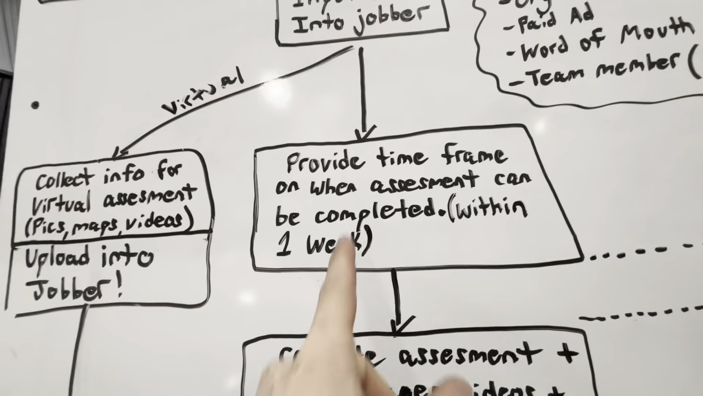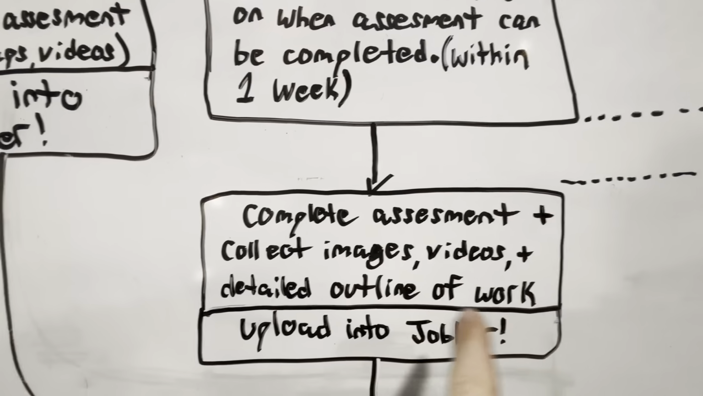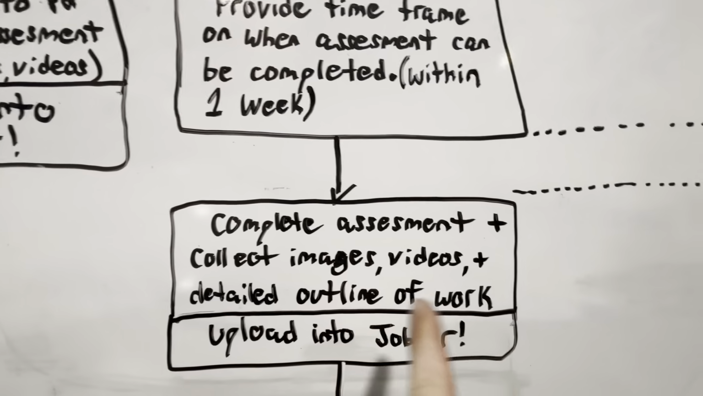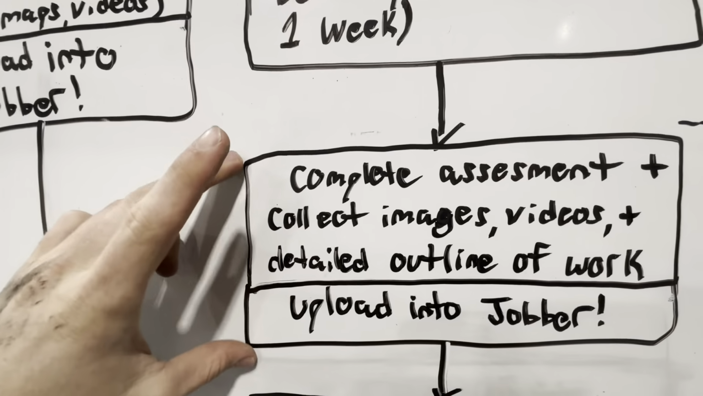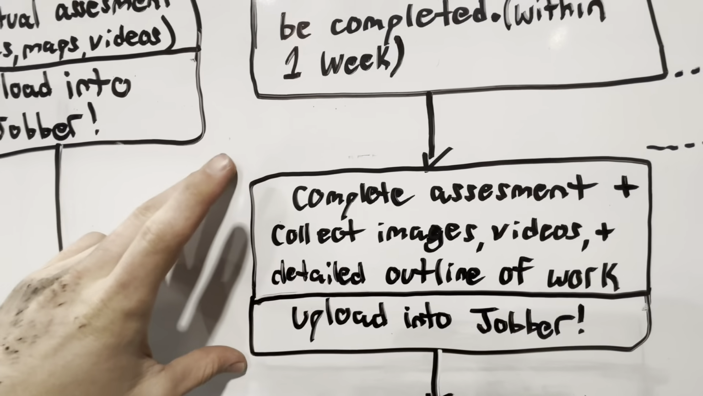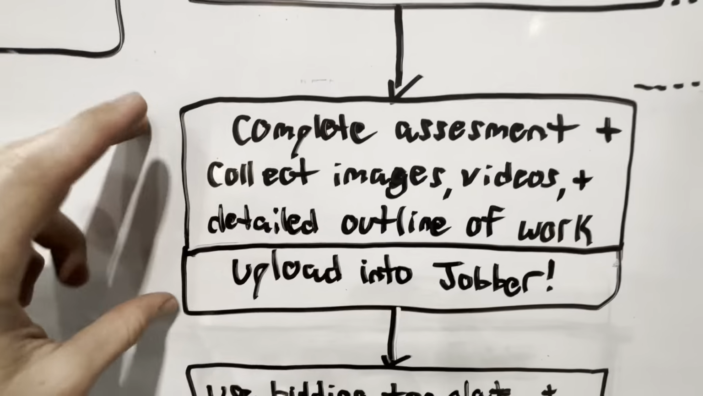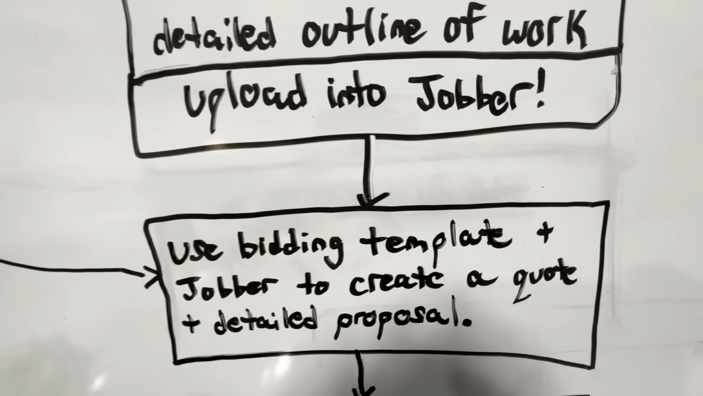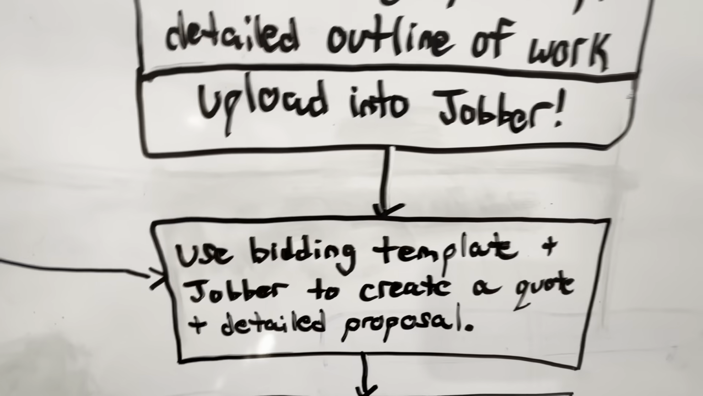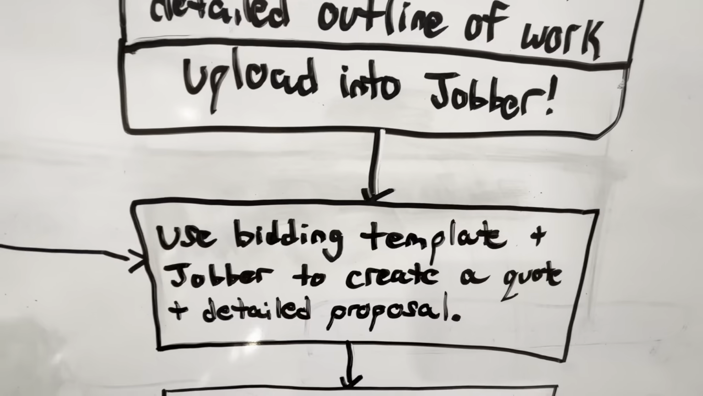So 48 hours, first process, then that comes to here. So if you do the in-person assessment, you want to complete the assessment, collect images, videos, detailed outline of work, upload into Jobber. So this is where you're walking through with the client, gathering information, asking questions, getting an exact scope of work. Then this brings us, whether you did virtual or in person, we're at the same place. Use our bidding template and then create a quote with Jobber.